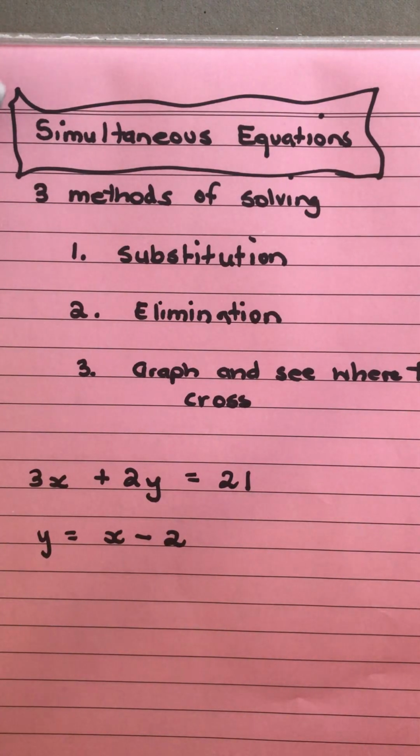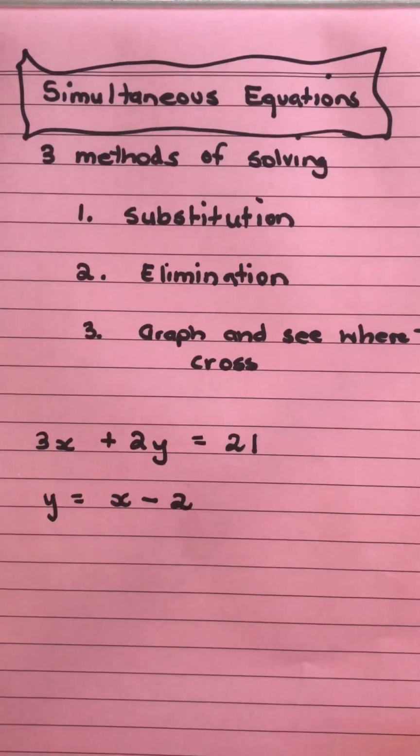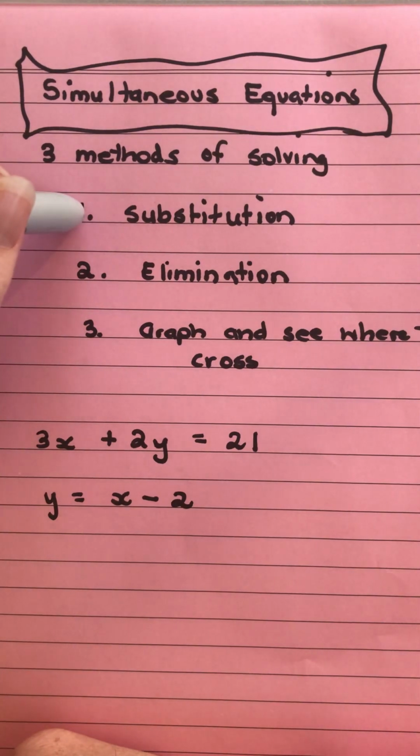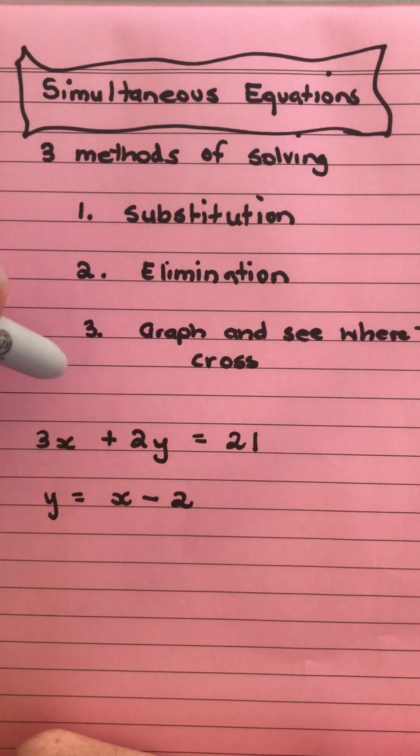In this video we're going to be looking at simultaneous equations, or you might see this referred to as simultaneous solutions. You've been given two equations and two unknowns, and you're trying to find out what values for those unknowns work for both equations. Now we have three ways that we can do this. One is using substitution, the other is using elimination, and the third one is by graphing.